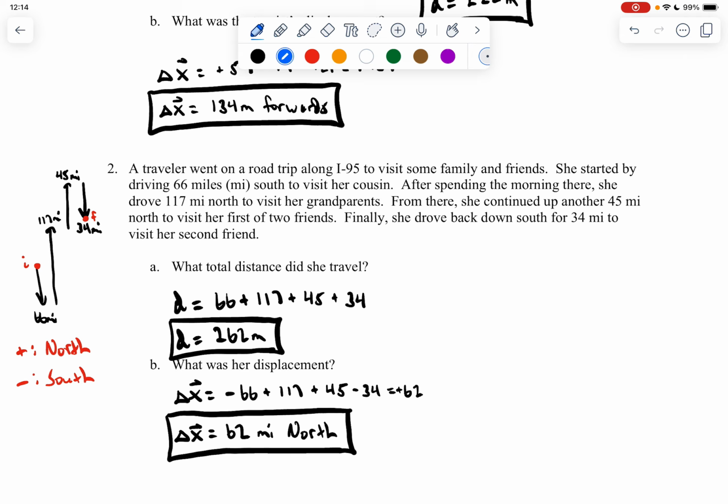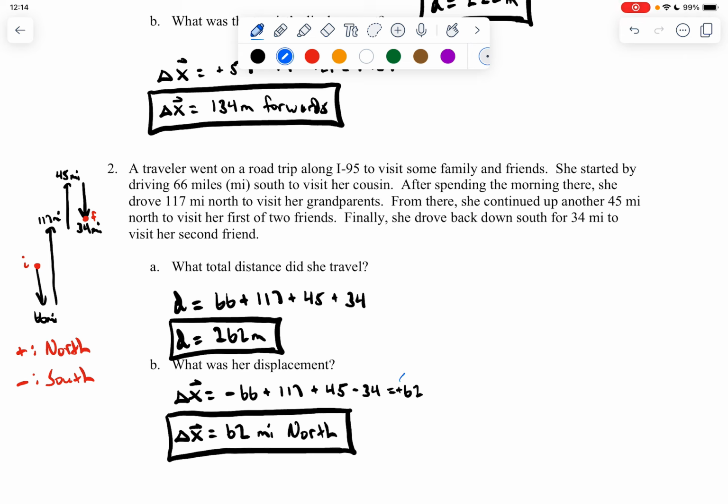So this one, if I say north is positive, south is negative, our first motion south would be in our negative direction, so we'll have a negative 66. Our 117 meters north is positive, so we'll add the 117. Our 45 miles north, again, still in positive direction, so we'll add that as well. And then lastly, our 34 miles going south. Again, south is going to be our negative direction, so we'll have to subtract the 34.